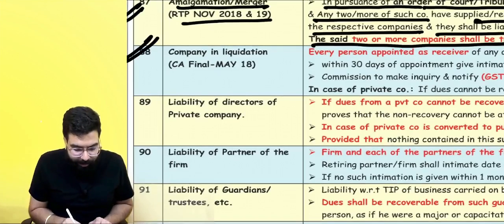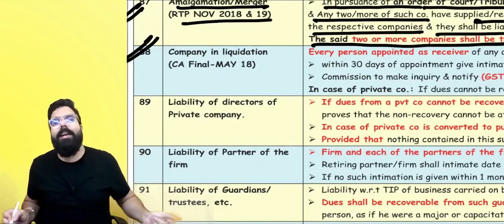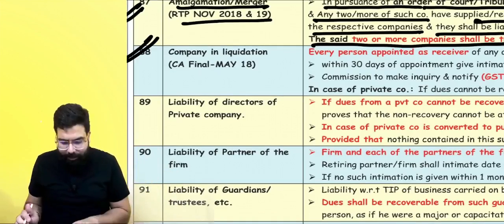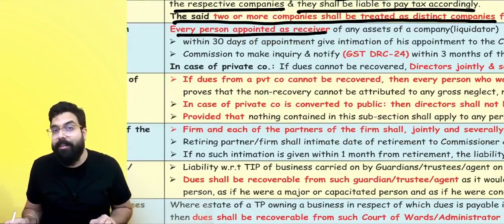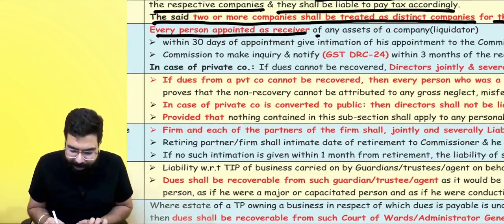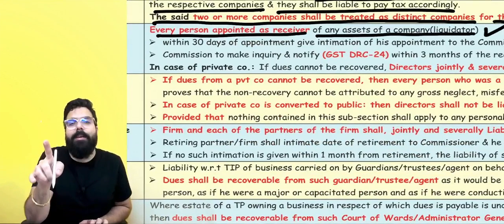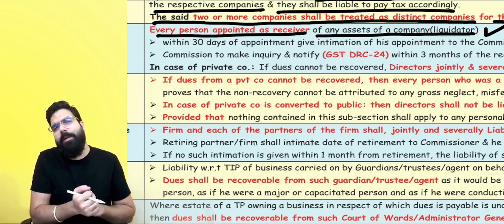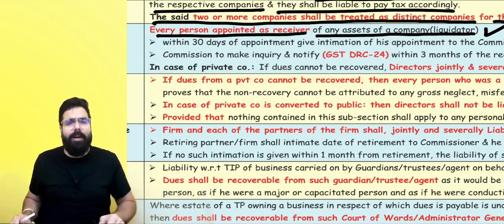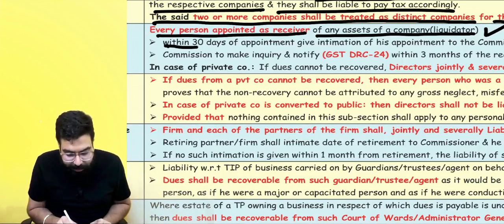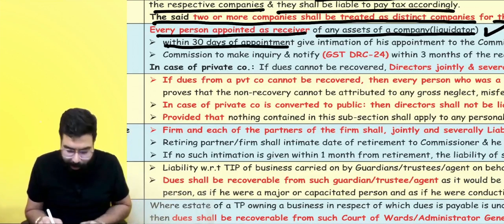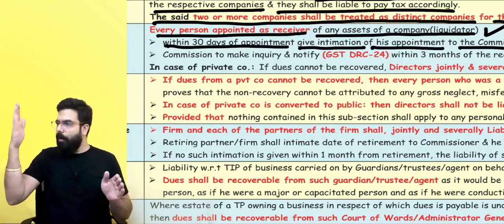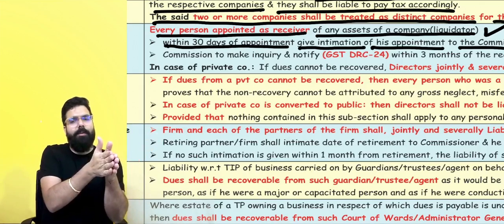Okay, sir. Next, section number 88 talks about a company in liquidation. So who will be liable to pay the tax dues if a company is in liquidation? They are telling every person appointed as a receiver, basically the liquidator of any assets of the company, shall be liable. Once the liquidator is appointed, within 30 days of the appointment, he should go online and give an intimation of his appointment to the commissioner.